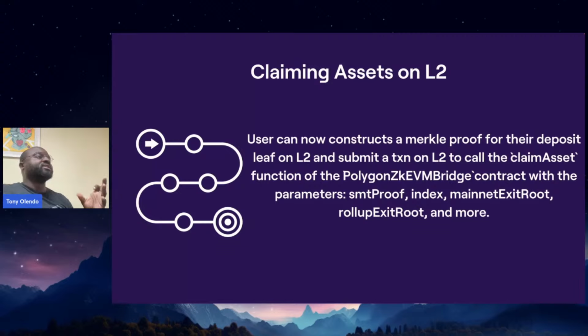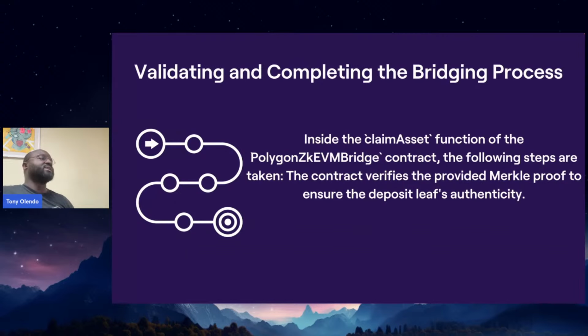And then once you initiate that particular transaction, what happens inside of the claim asset function is that the contract verifies the provided Merkle proof and ensures the deposit leaf's authenticity. And that represents the whole transaction flow of the Polygon LxLy bridge.